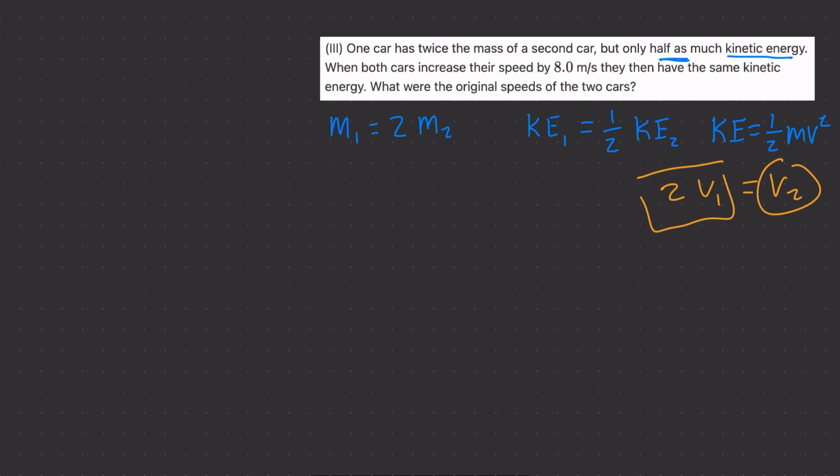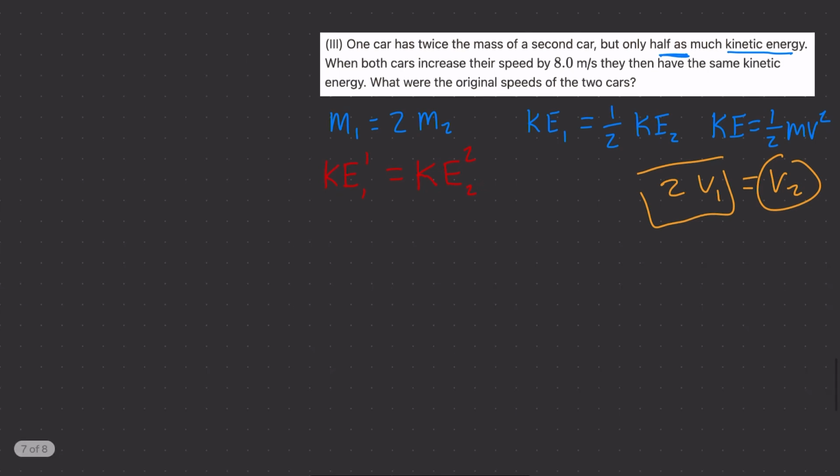Now, we have some more information. It says when both cars increase their speed by 8 meters per second, then they have the same kinetic energy. Okay, so that means there's some second kinetic energy for each. We'll call it kinetic energy prime for 1 is equal to kinetic energy prime for 2.